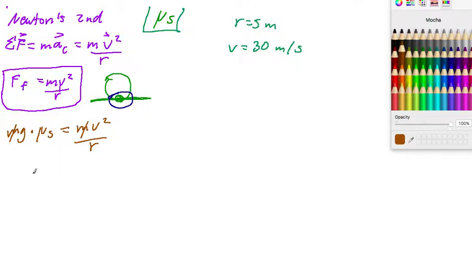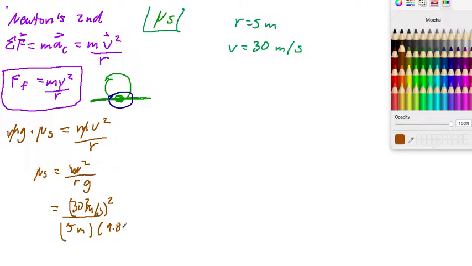So now for the coefficient of friction, we just divide both sides by g. So mu sub s equals v squared over r divided by g. Now we're going to plug in those numbers: 30 squared over r, 5, over 9.8 meters per second squared. I tend to skip units, but I'll not do that here so you guys can see how they cancel out. This meter ends up being meters squared over seconds squared; meters cancel with meters, seconds squared cancel with seconds.